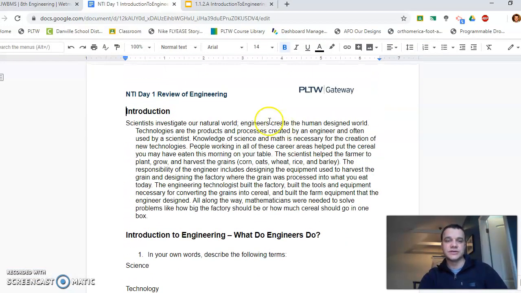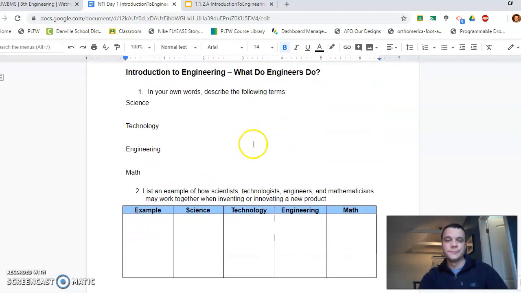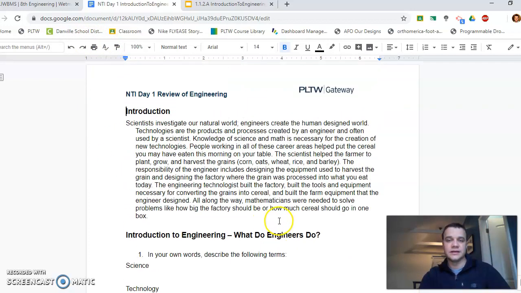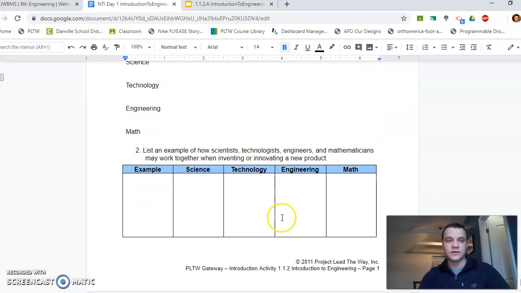Introduction to Engineering, what engineers do, a review of engineering. These first 4 things, describe them in your own words, and then down here, provide your own example. Something different than a pencil. Think about how science is involved. How is technology involved? How is engineering involved? And how is math involved? Once you have that completed, submit and upload your work to this assignment.